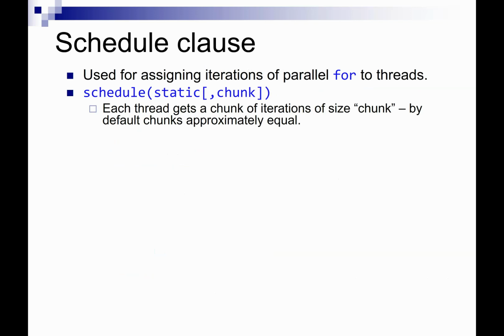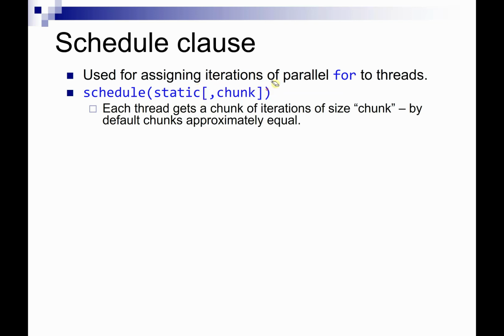Now I'm going to talk about these schedule clauses. The schedule clause is basically how you control which threads do which iterations of the for loop. There are different types of schedules. The first schedule is the static schedule. The static schedule has this optional chunk parameter. Now, if you don't use the chunk parameter, you just say schedule static like that.